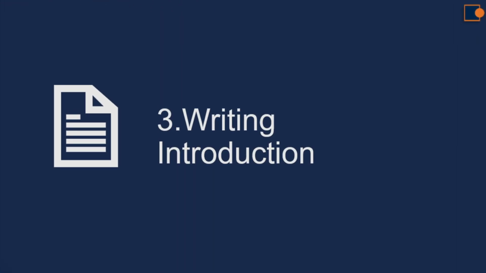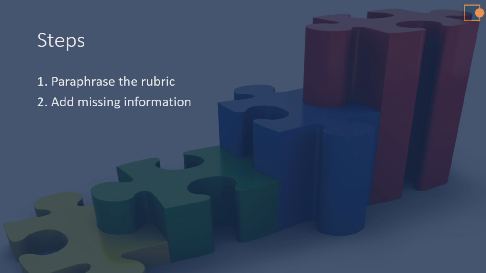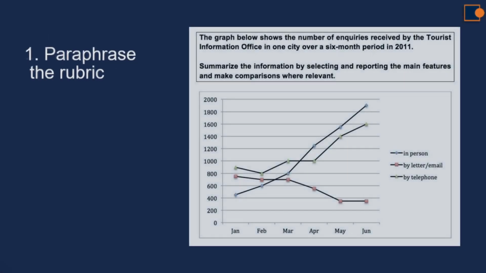Now, let's move on to the next important part, writing an introduction. There are 2 critical steps that you need to follow to write an introduction. First is paraphrasing the rubric, and then adding missing information. I'm going to demonstrate it in a more detailed way.